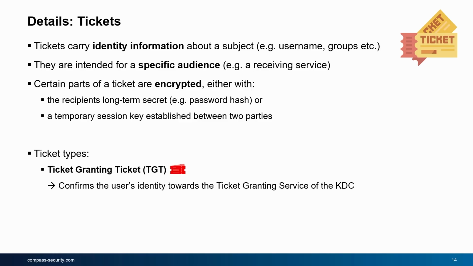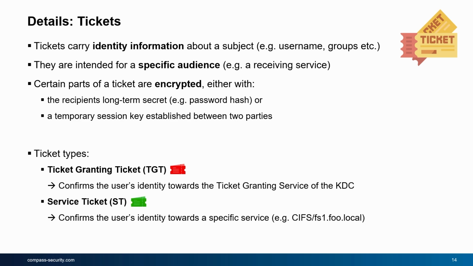As for ticket types, there are two of them. First we have the ticket granting ticket, which is essentially used to confirm the user's identity towards the TGS service, so the ticket granting service of the KDC. And then we have the service ticket, which confirms the user's identity towards a specific service. So for example, if we access a file share on the system FS1, we request a specific service ticket to access that service.